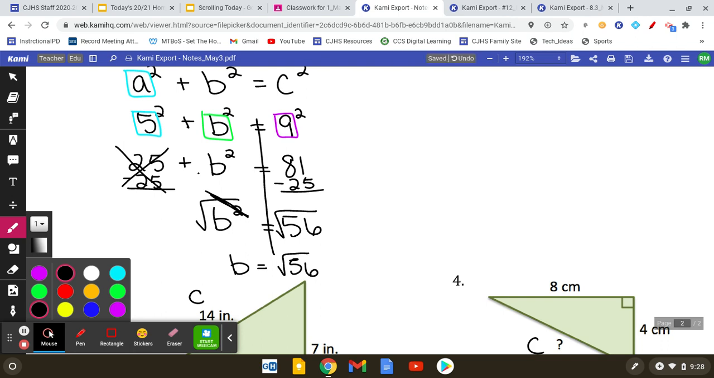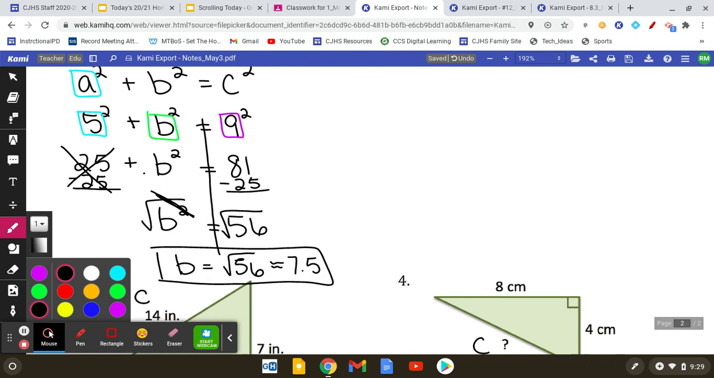But let's not leave our answer as square root of 56. I want to approximate it. So 56 is going to be in between which two numbers? 7 and 8. Good. Which one is it closer to? It's either 7.4 or 7.5. Which one do we want to go with? 7.5. Okay, so it's about 7.5. Then you would round it like we were doing at the beginning. That's our final answer.